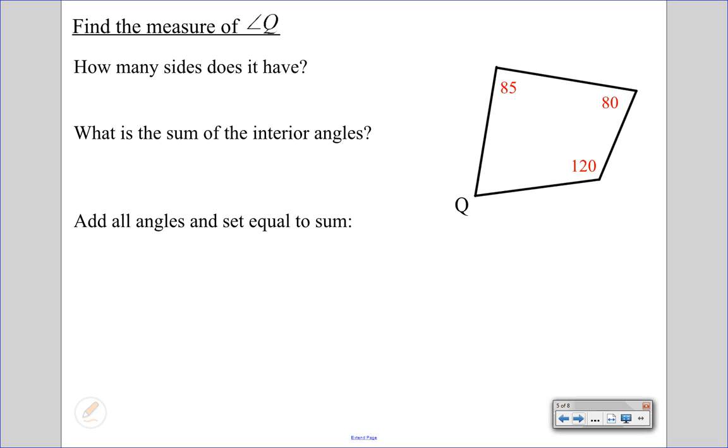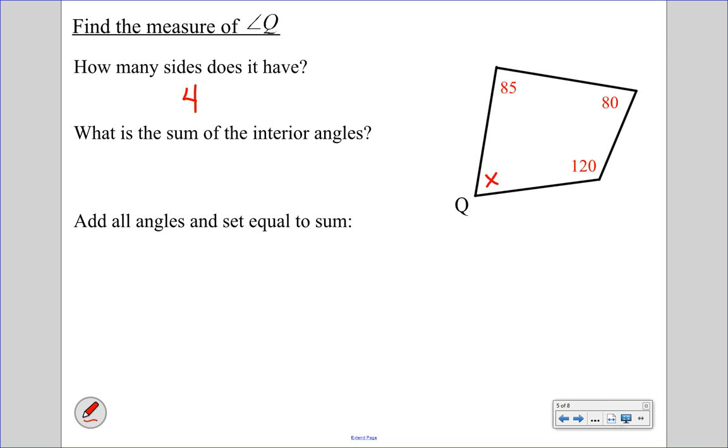And since it's a missing angle, I'm going to put an X right here to make things a little bit easier. So there's a process that I've given you, a few questions to answer, a few things to do, and this will help you when solving for missing angle measurements or variables when we're talking about interior angles. So the first question is, how many sides does it have? Well, this polygon has 4 sides.